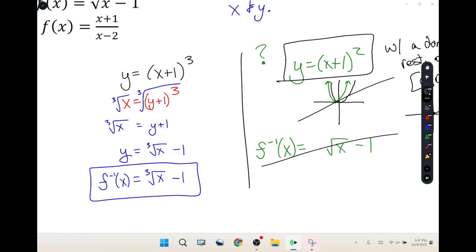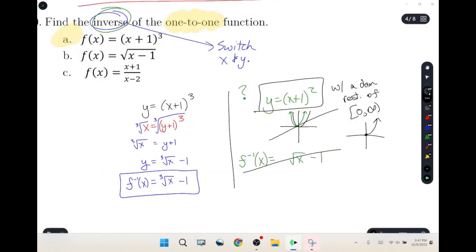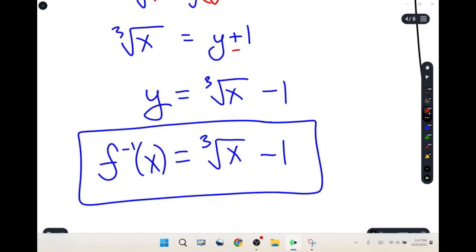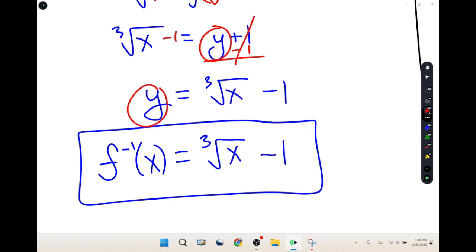Why did the 1 turn to a negative 1? Because we were subtracting 1. Negative 1 cancels that, you got y by itself. We were just skipping steps. If you want the truth, we were skipping a lot of the algebra steps. Don't copy me. You do the algebra. All right.